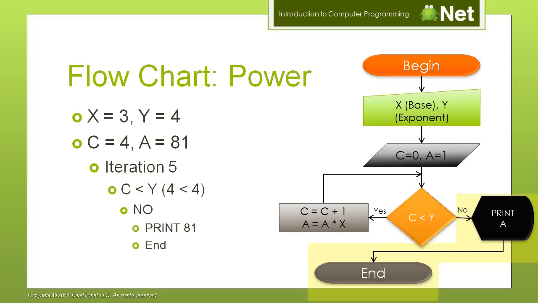Correct. So we exit that iteration, and we continue on to our flow, which tells us to print A, or send the output of A to a screen, or whatever the case is. And then end the program from there. Right. So that takes us to the final terminator.